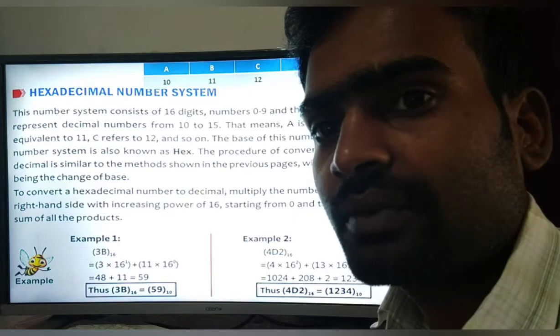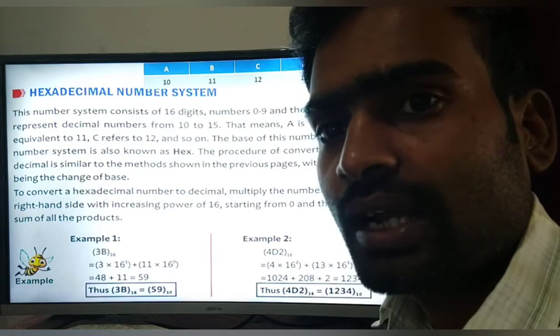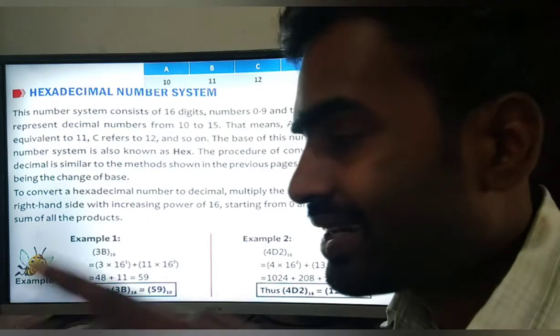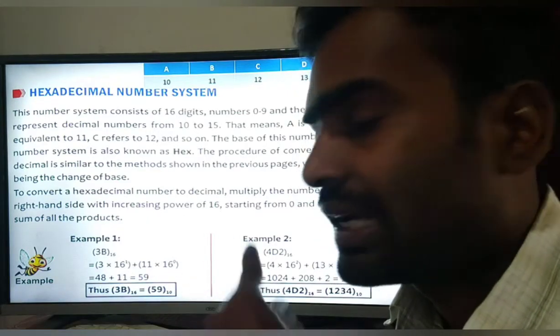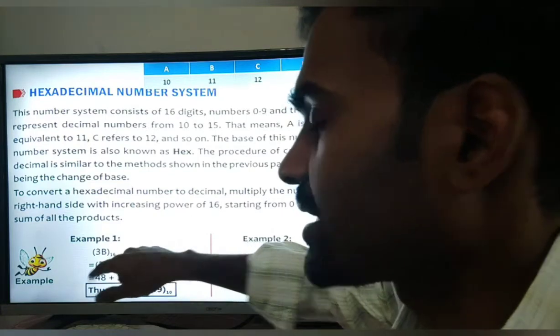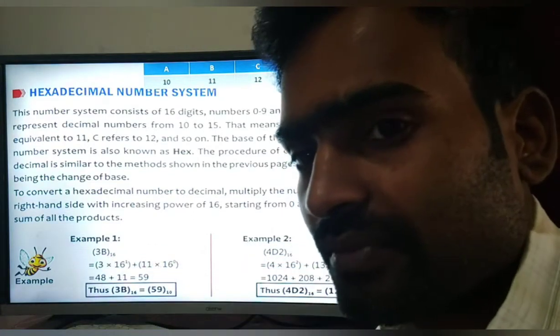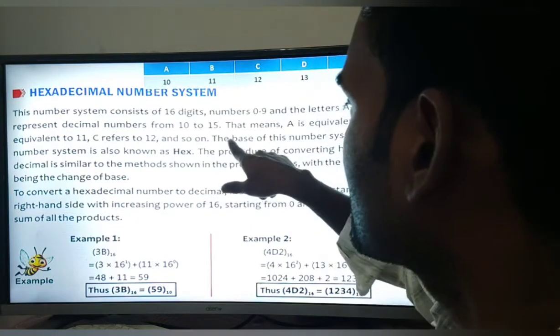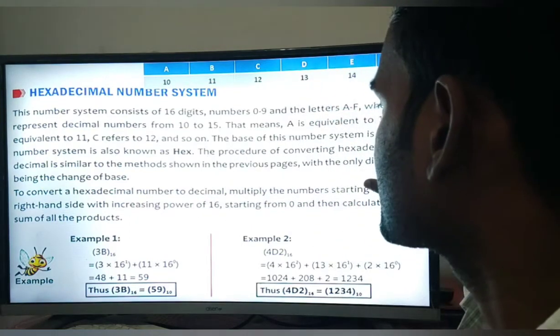For binary we have seen the base value is 2, for decimal 10, and for the octal number system 8. So for hexadecimal we have 16. The base value is 16. Remember it. Clear? The base of the hexadecimal number system is 16.